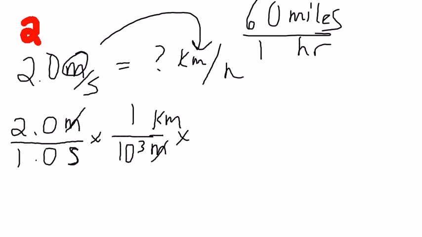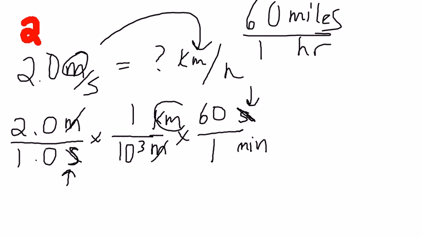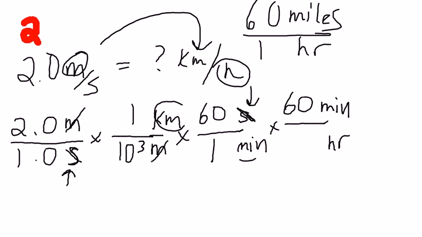Now that I've converted kilometers, I'm going to work on my seconds. Now I do know how many seconds there are in a minute. Notice here that because seconds was on the bottom of my fraction, in order to make seconds cancel, I now have to have seconds on the top of my conversion factor. I do know that there are 60 seconds in 1 minute. If I stopped here, my units would be kilometers per minute. But what I want is kilometers per hour, so minutes, hours. I also know there are 60 minutes in 1 hour.